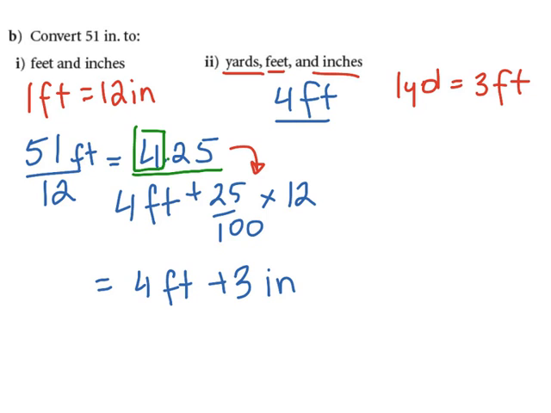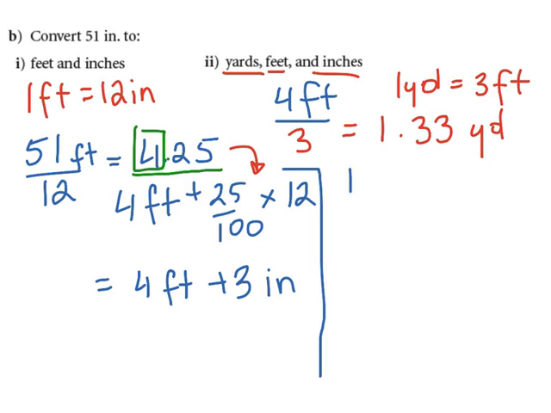1.33 yards. This means that we have exactly 1 yard, and I'm just going to separate this so you can see a little bit better. 1 yard plus 0.33 of a yard. Or, instead of 0.33, we have 33 hundredths of a yard.